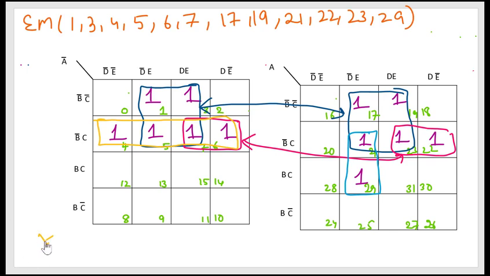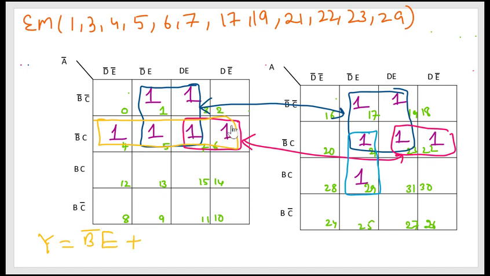Now I'll try to write the output expression y. First we'll take this octet, these 4 ones and these 4 ones. First, a gets eliminated. So within these 4 ones, if you look at here, you're going to have b bar, because c is getting complemented. In this case, d is getting complemented. You're going to have b bar a.